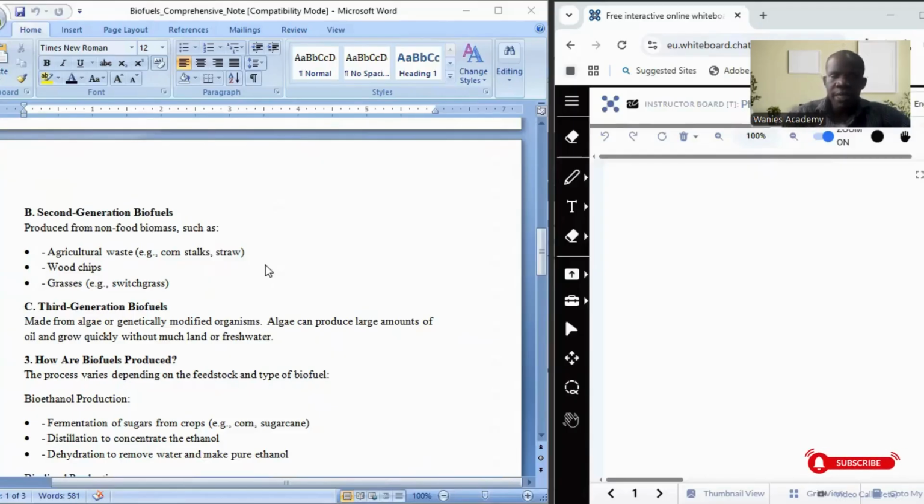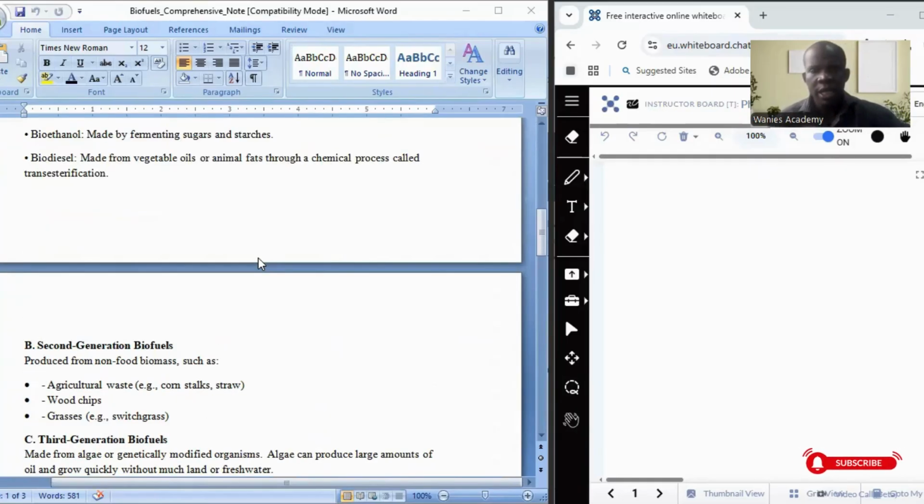Then we have the third generation. They are made from algae or genetically modified organisms. Algae can produce large amounts of oil and grow quickly without much land or fresh water. So this happens to be the third generation of biofuel.